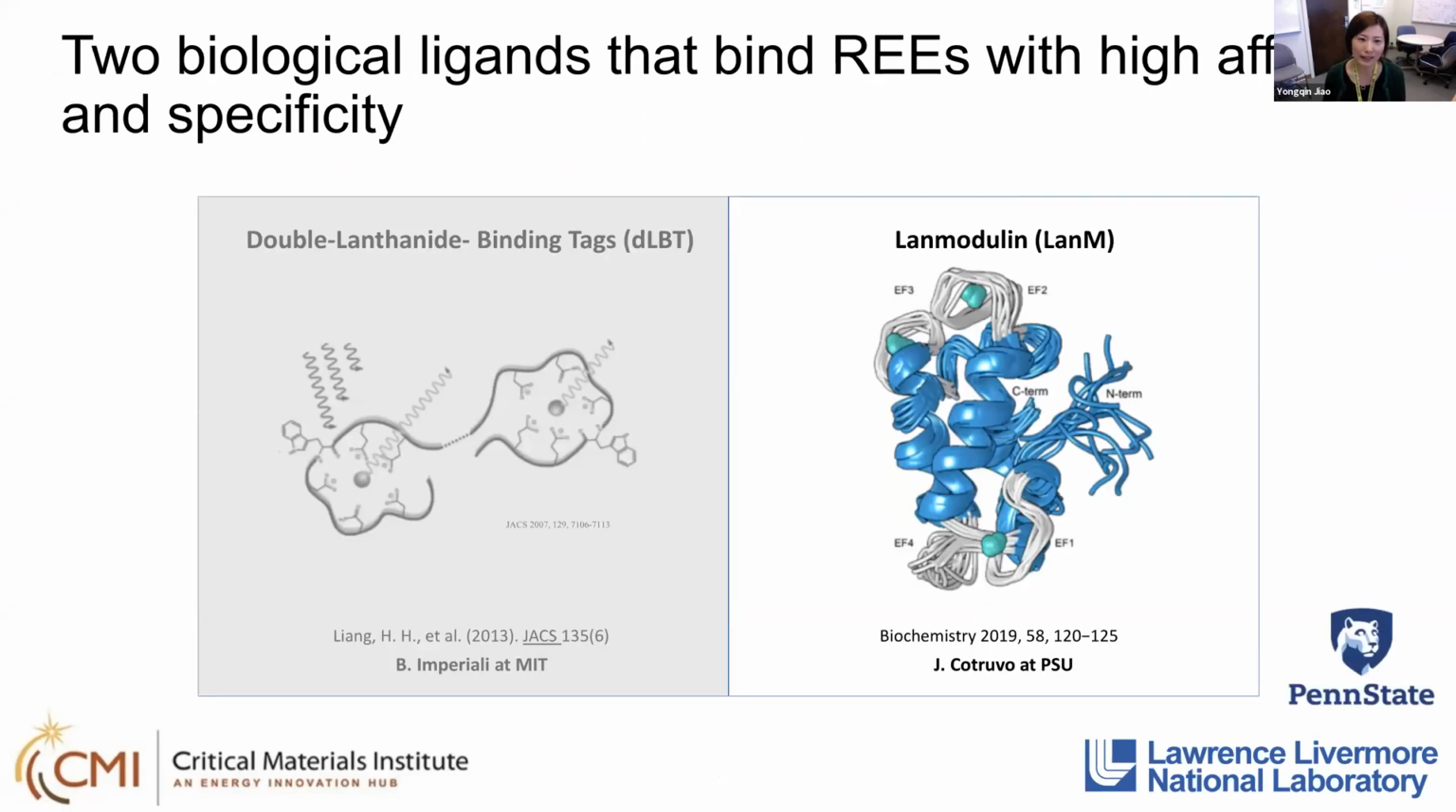So far we have focused on the lanthanide binding tags, and another ligand that we recently added to the toolbox is called lanmodulin, abbreviated LanM. This is in collaboration with a collaborator at Penn State University. Lanmodulin is a rare earth binding protein that originated from a small protein of unknown function from methylotrophic bacteria. This group of bacteria has been discovered living in volcanic ash environments, and is the first group of bacteria known so far to use lanthanides for biological functions.